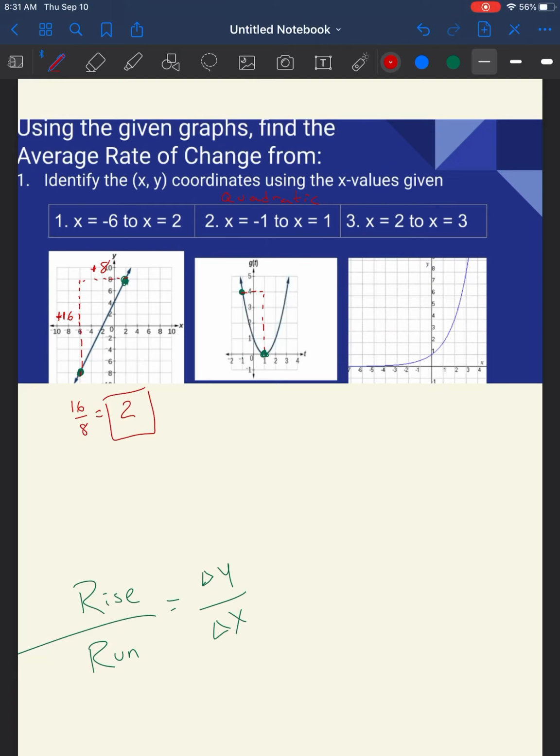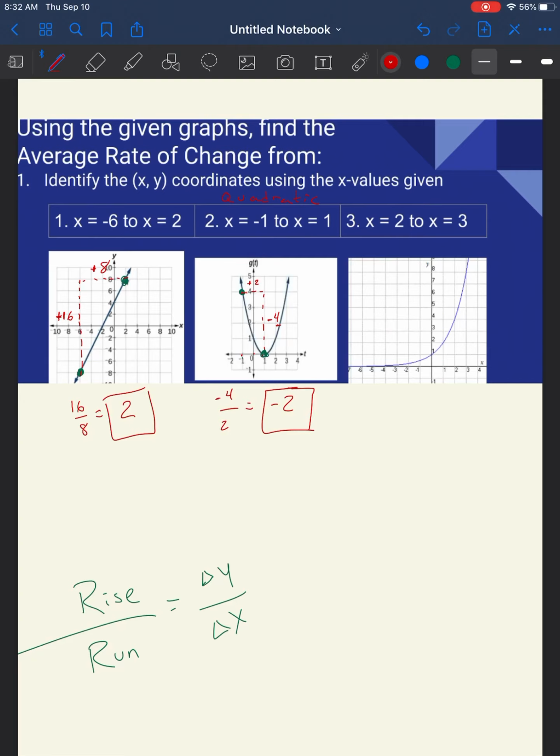All right, so let's start with my run this time. Let's see, I went from -1 to 1 here. So that's going to be, and I went to the right, so that's +2. And then for my rise, let's see, I was at +4, and I went down to 0. So that's -4. So here's my rise, -4. My run is 2, so I'm going to put -4 over 2. That's going to give me an average rate of change of -2.